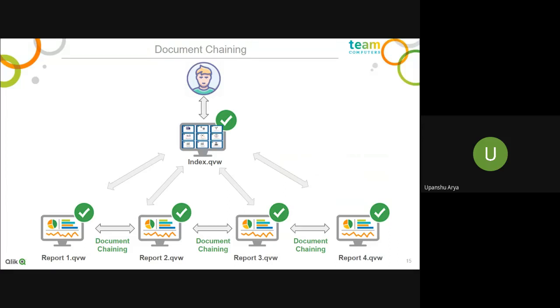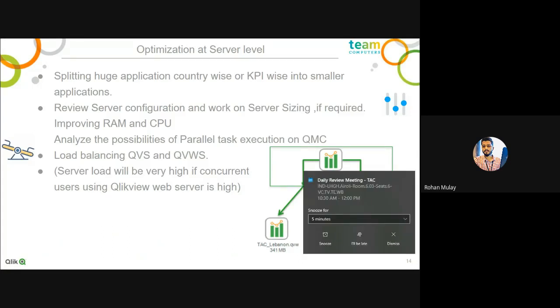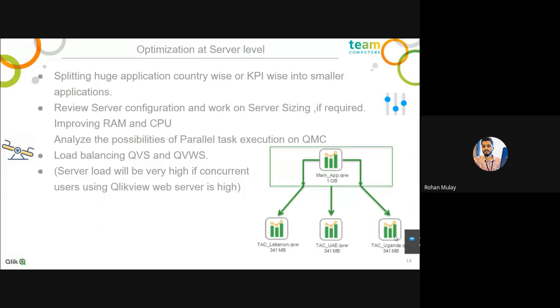In the next slide, you are saying we will use document chaining. Then does the user have to incur another cost or not? Yes, one document CAL for the user. That is a good point that I missed mentioning. Whenever you break the application, if there are only document CALs in that project, then the user will require more document CALs. We have to keep that in mind.